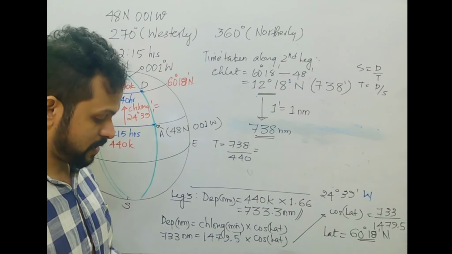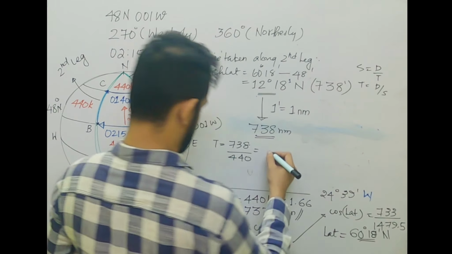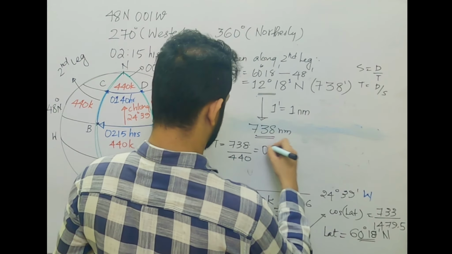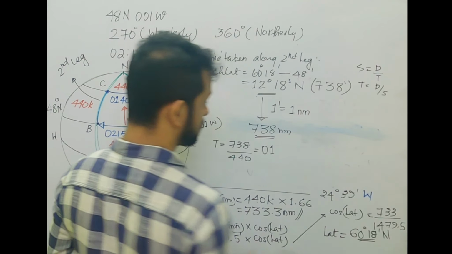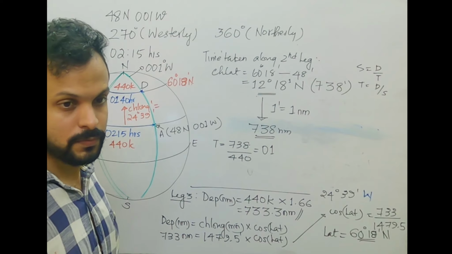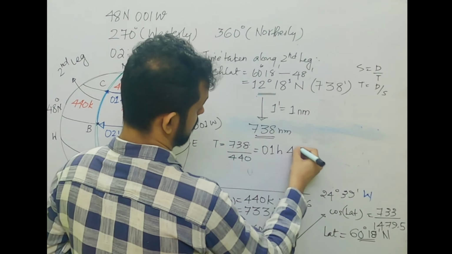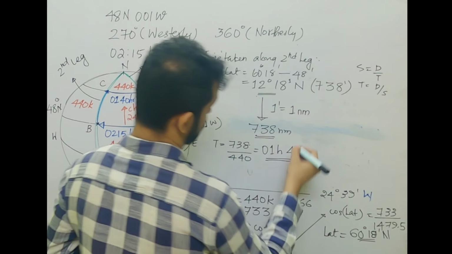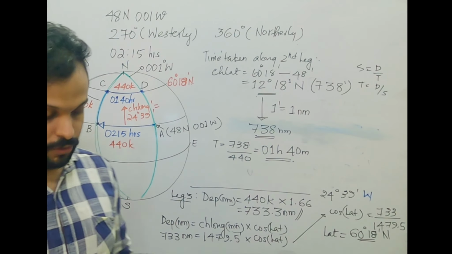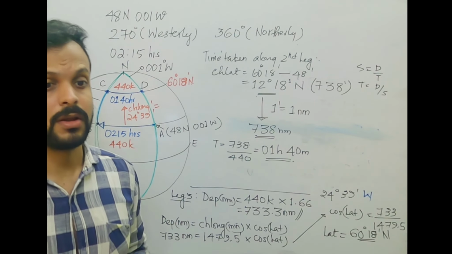738 divided by 440, which is 1 plus. 1 hour and, so tell me in hours and minutes. 1 hour 40 minutes. That's right. The time taken for the second leg is 1 hour 40 minutes.